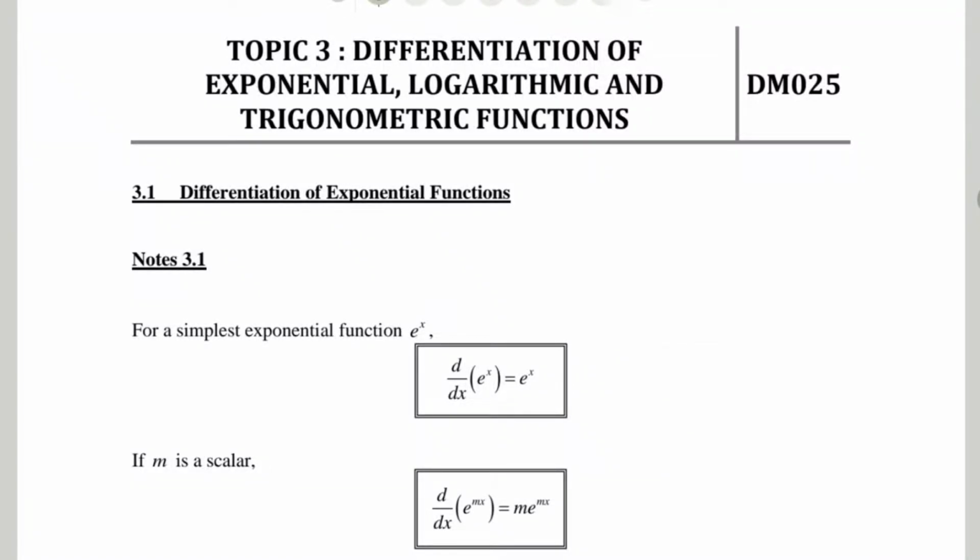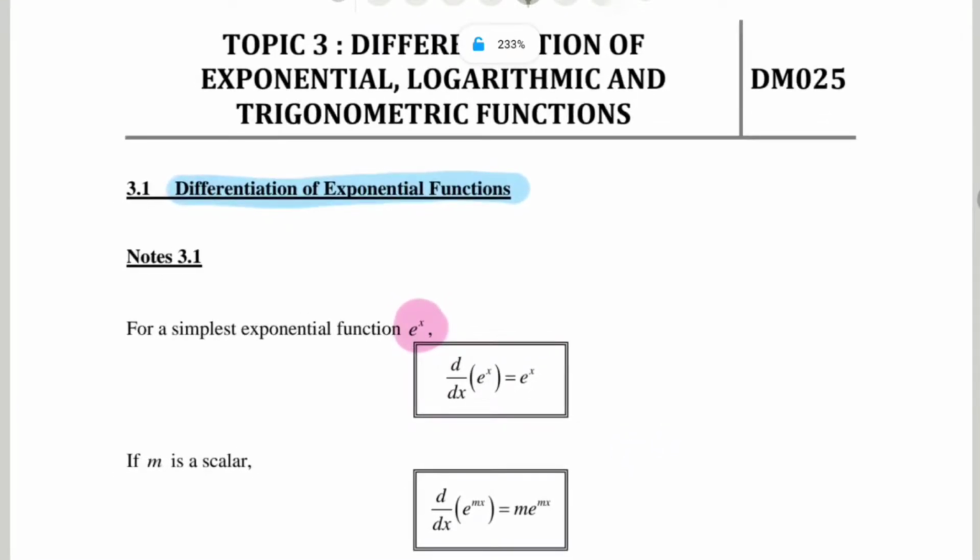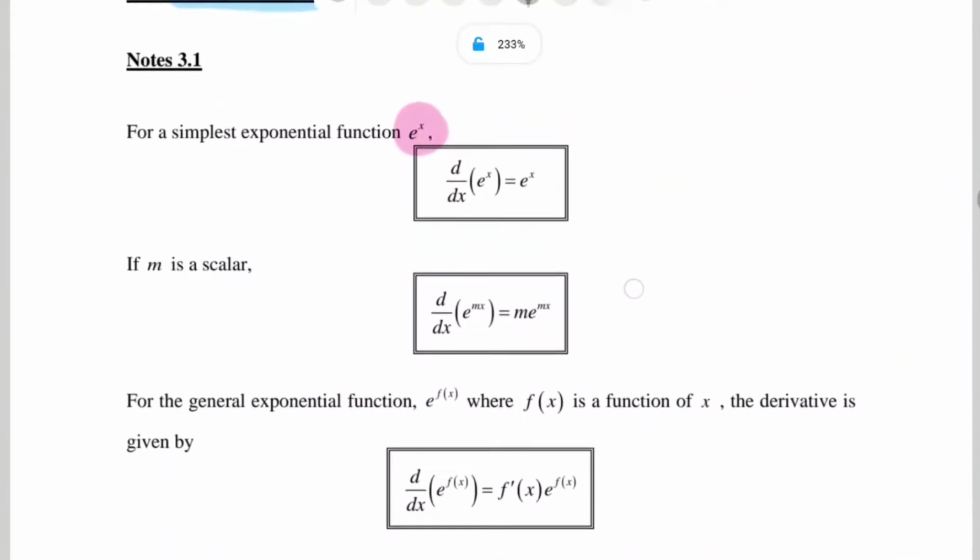Today we are going to learn about topic 3, differentiation of exponential, logarithmic, and trigonometric functions. Now, let us focus on 3.1, differentiation of exponential functions. What is an exponential function? This is the form of exponential function. We always label it as e to the power of x, or just e to the power of a function, like this. So how do we differentiate exponential functions?